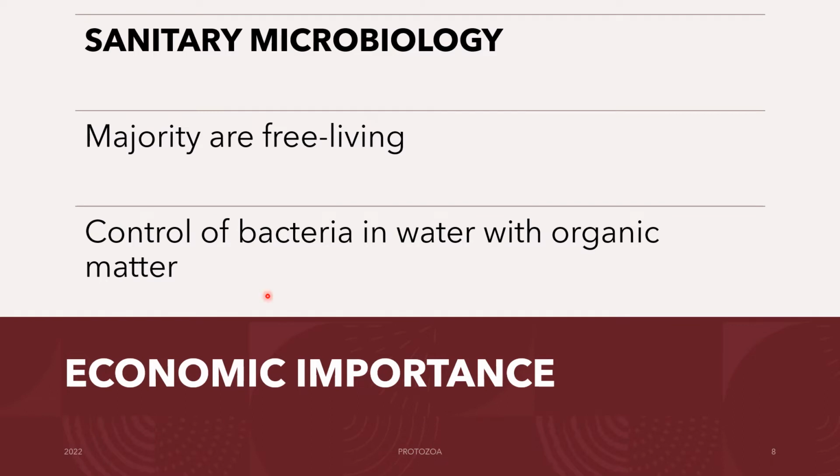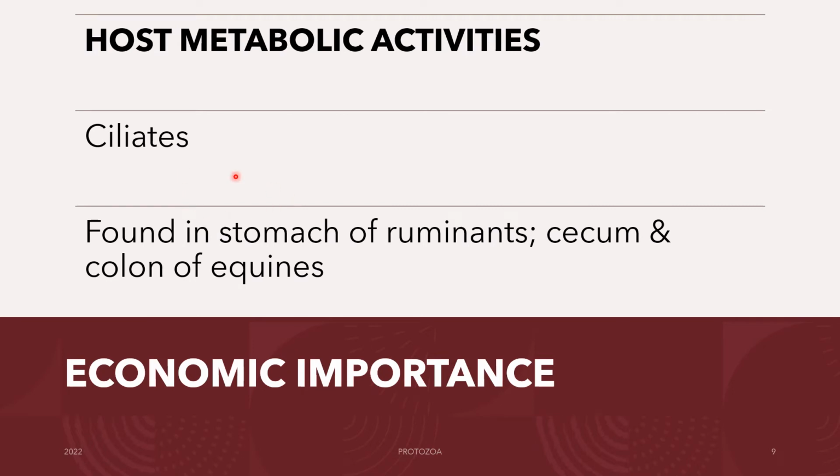Let's now proceed to the economic importance of the protozoa. It is said that the majority of the protozoa are free-living, of which the large-sized protozoa play an important role in the control of bacteria in water having dead organic matter. Thus, they play a vital role in sanitary microbiology. In addition, the ciliates are normally found in the stomach of ruminants and in the cecum and the colon of equines, and they form an essential part of an environment in which the metabolic activities of the host, the bacteria, and the protozoa are all linked.